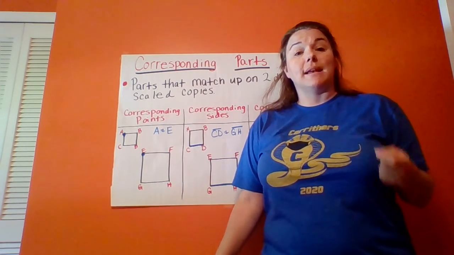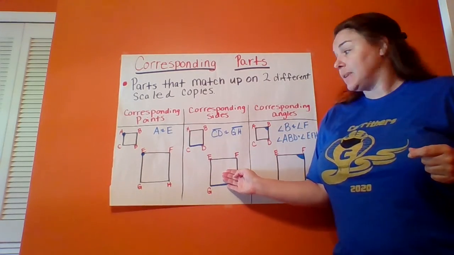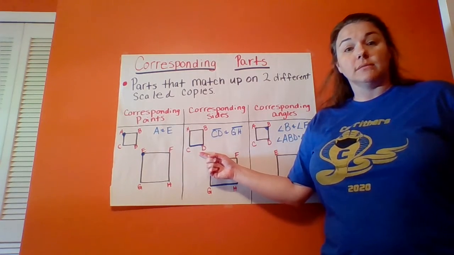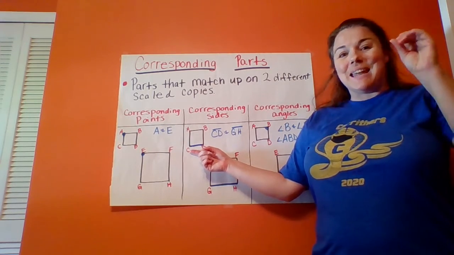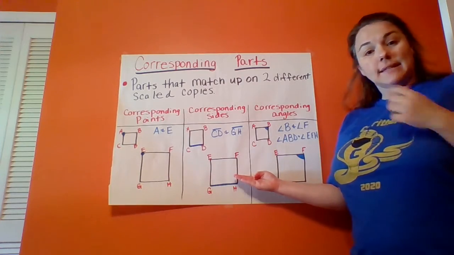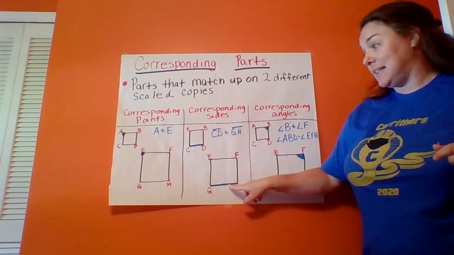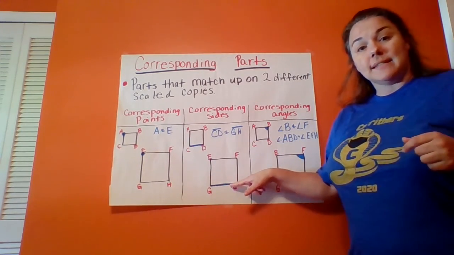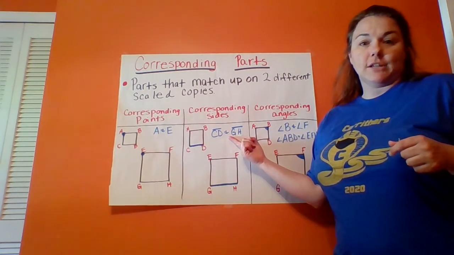Now let's look at corresponding sides. I have my same 2 scaled copies, and we're going to look up here at line segment CD, or side CD. If I'm looking for the corresponding side, I have to go over to my scaled copy, and notice I'm going to look at this bottom side because it's the bottom side that matches up with CD. So our corresponding sides are line segment CD and line segment GH.